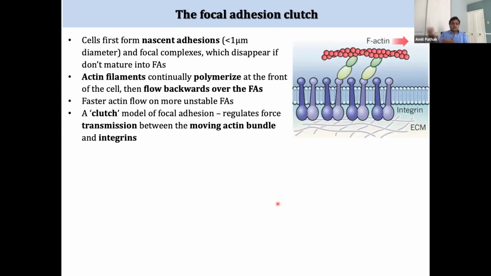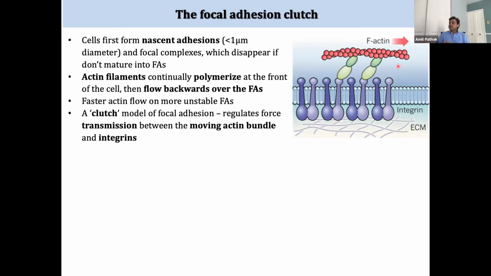So that's the context in which focal adhesion operates. Now let's dig deeper into what the focal adhesion is, what its different types are, and how it grows. So the very first thing is the cell forms a nascent adhesion, a very small one. Those are called focal complexes, and they will just disappear if they don't grow.